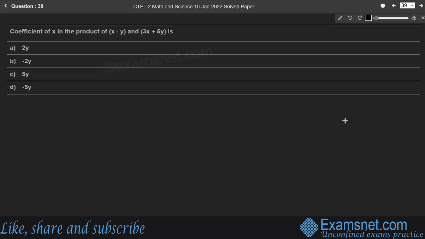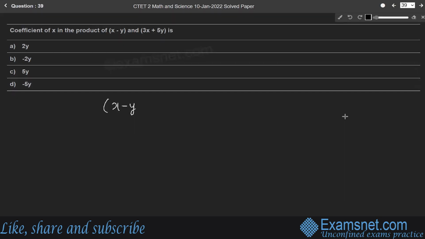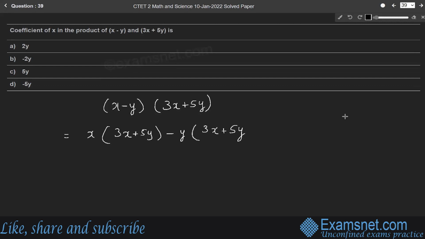Question 39. Coefficient of x in the product of x minus y and 3x plus 5y. So, let us find the product of x minus y and 3x plus 5y, which is equal to x into 3x plus 5y, minus y into 3x plus 5y, which is 3x square plus 5xy, 3x square plus 5xy minus 3xy minus 5y square.